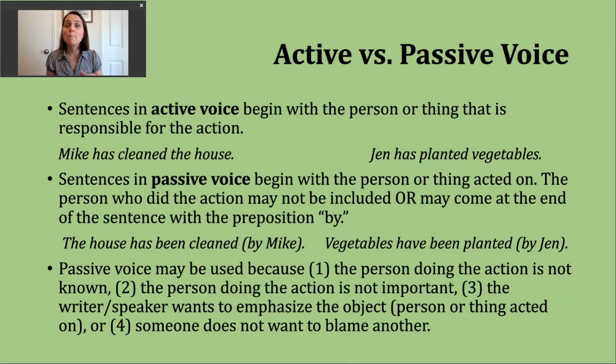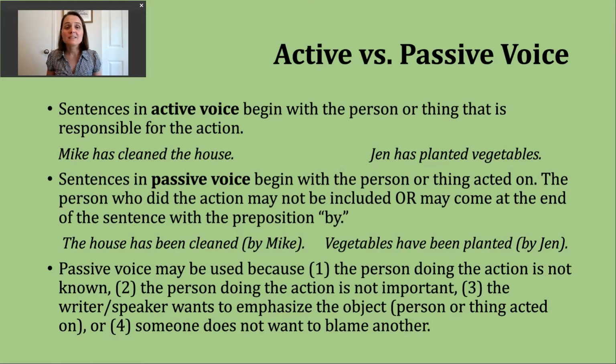So in this sentence, we know Mike is responsible for the action of cleaning. Another example could be Jen has planted vegetables. Here we know Jen is responsible for the action of planting. But sometimes as you read or you listen, you're going to hear people use the passive voice. So a passive voice sentence is going to begin with the person or the thing that is acted on or that receives the action.